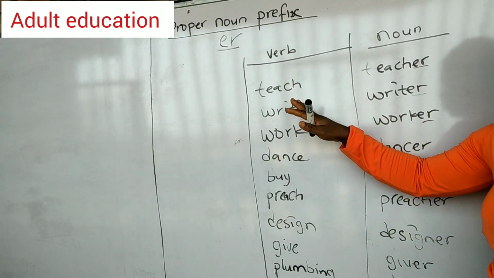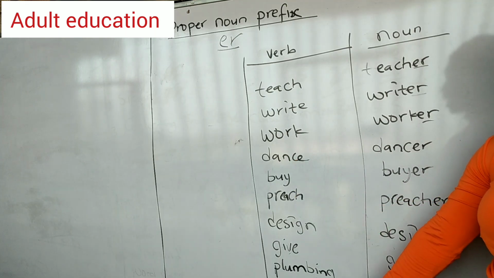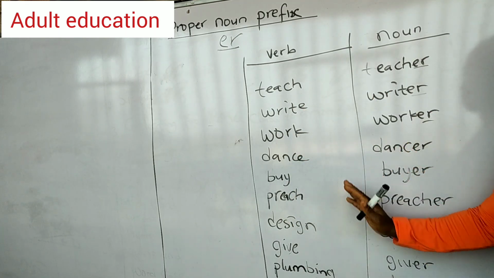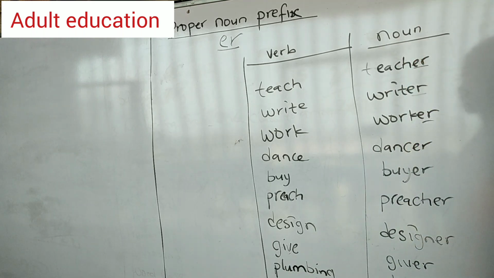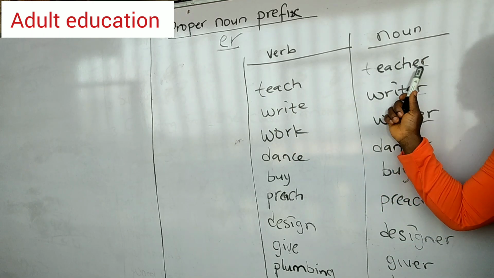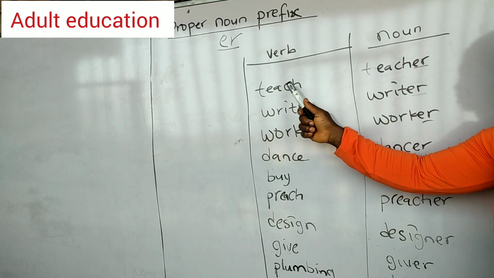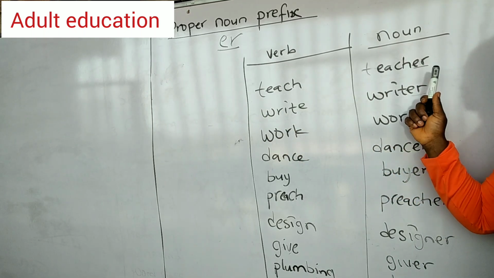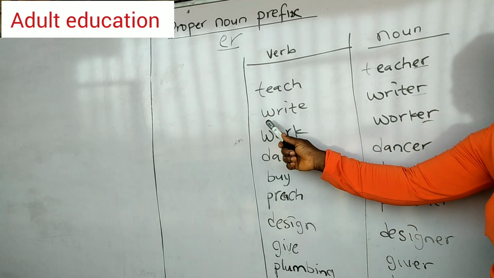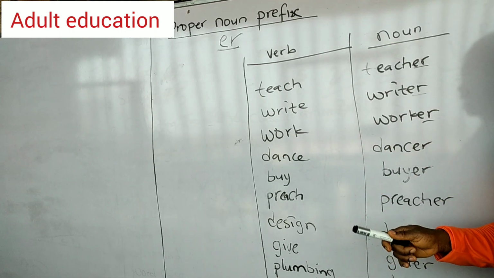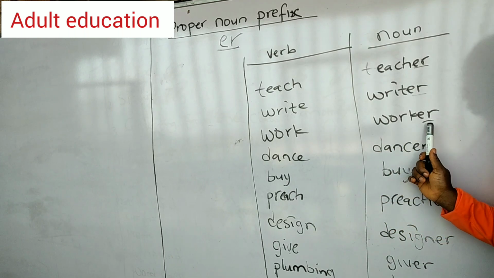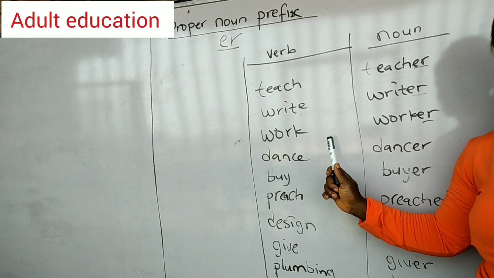You can see we have this list of verbs right here, and we added either r or er, and it gave us the nouns we have right here. We have teach, teacher. That is, a teacher teaches. Write, a writer writes. Are we good? And we have worker. Work is to a worker, and a worker works.